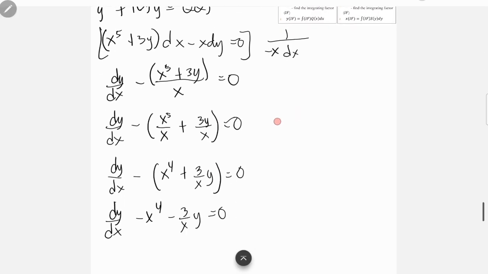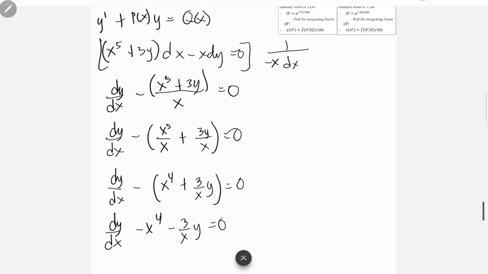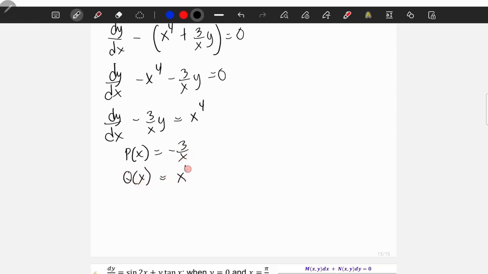Since we are following the linear in y, we should transpose negative x to the power of 4 to the right side, right? Because it has no function y. So, dy over dx minus 3 over x y equals, if we transpose this one, it becomes positive x to the power of 4. So, we now have our p of x, which is negative 3 over x, and q of x is x to the power of 4.